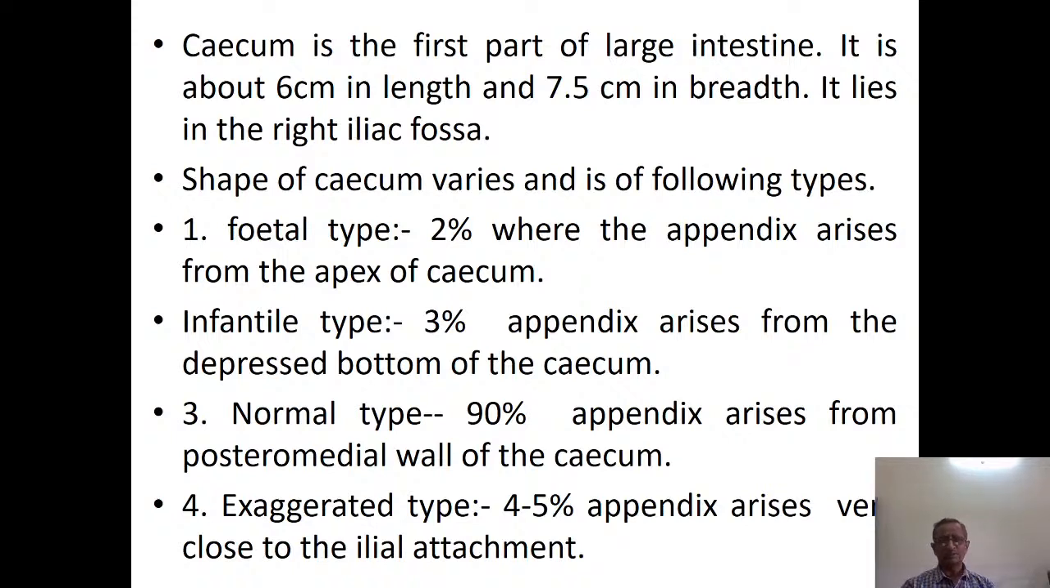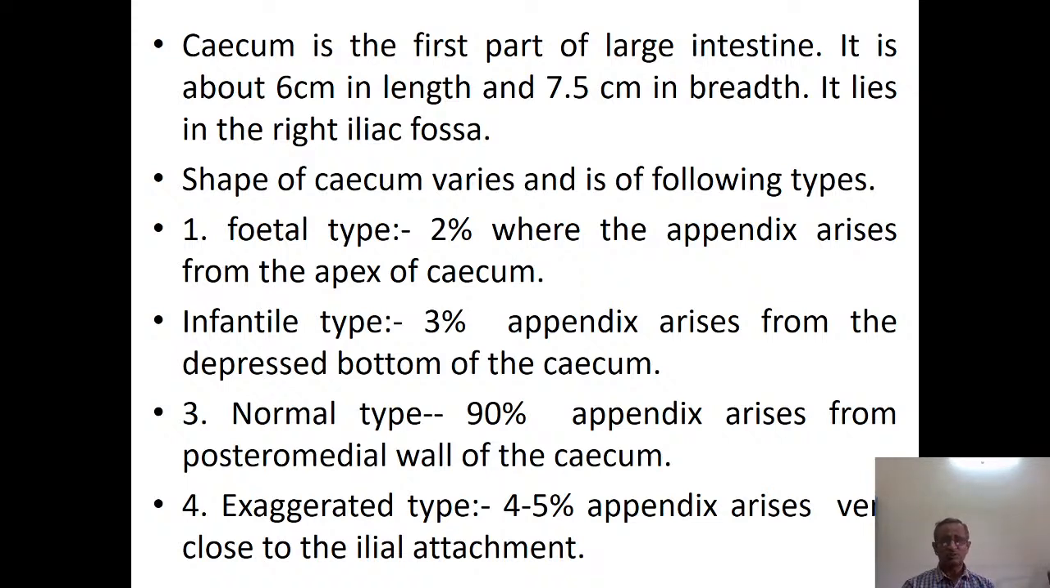Now we come one by one. Cecum. Cecum is the first part of the large intestine. It is about 6 centimeters in length and 7.5 centimeters in breadth. I told you the ileum ends by opening into the wide part of the large intestine, which we call the cecum. It is wider than its length. It lies in the right iliac fossa.